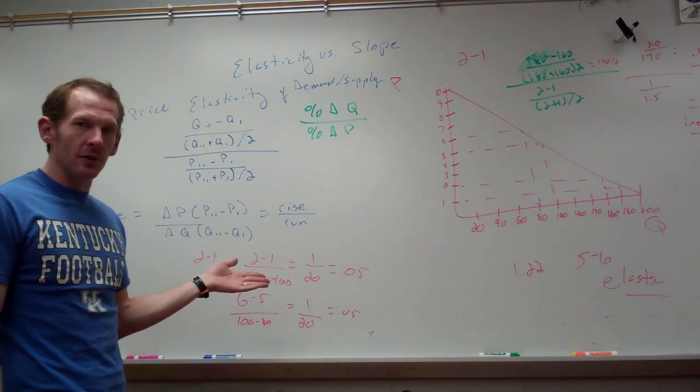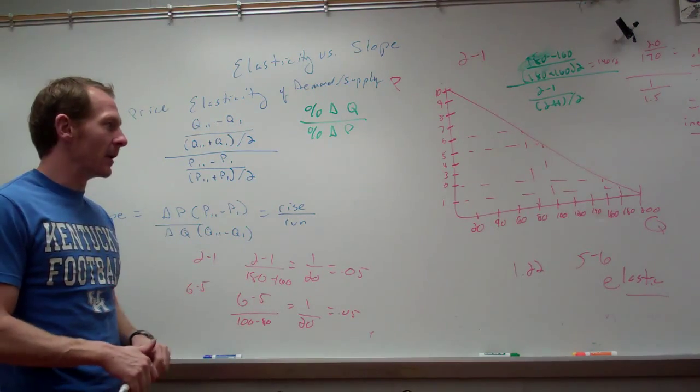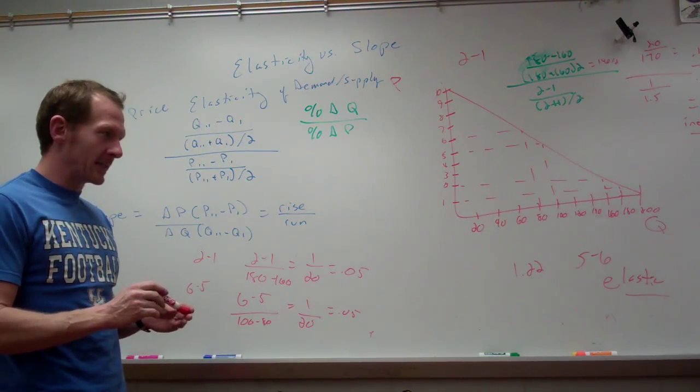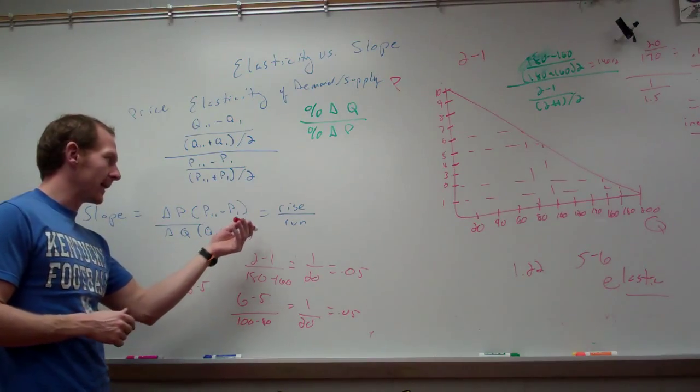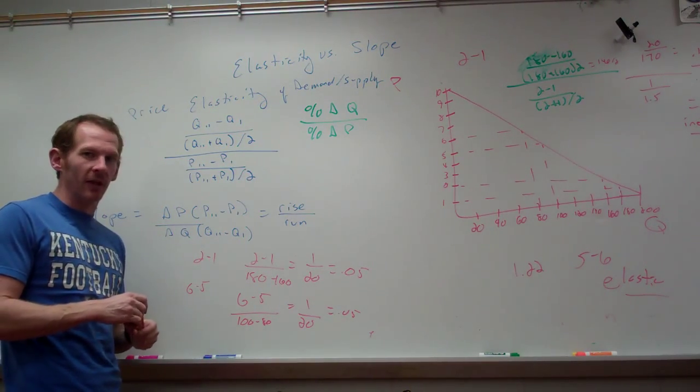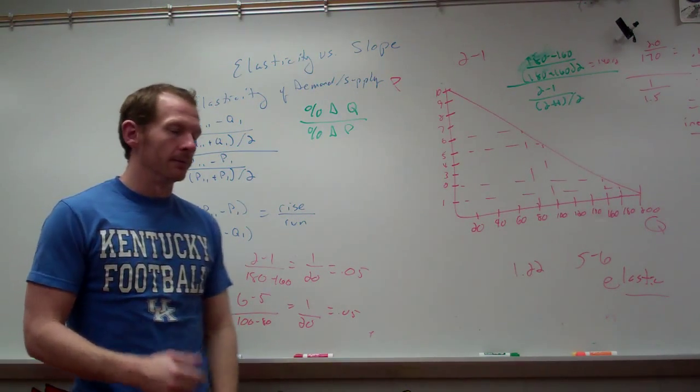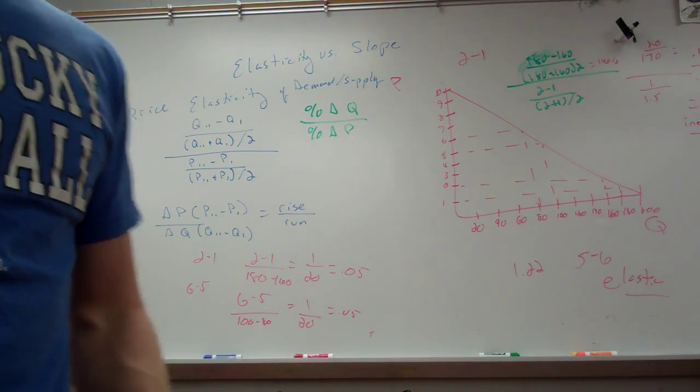So I hope that answers it. If you have questions, let me know. Email me. But that's essentially it, and I hope you do that in your math class: rise over run just gives you the slope of a line, and that should be able to tell you. So that is slope versus elasticity.